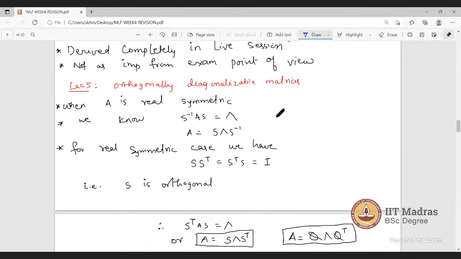The last lecture of week 4 contains orthogonally diagonalizable matrices. These are a special case of diagonalization, and it happens when A is real symmetric. We know that S inverse AS equal to lambda in the normal square matrix case, so we can write A equal to S lambda S inverse. Now for the real symmetric case, S holds another property. S transpose S is equal to I.